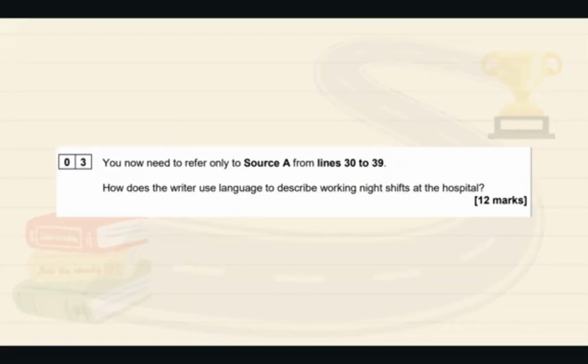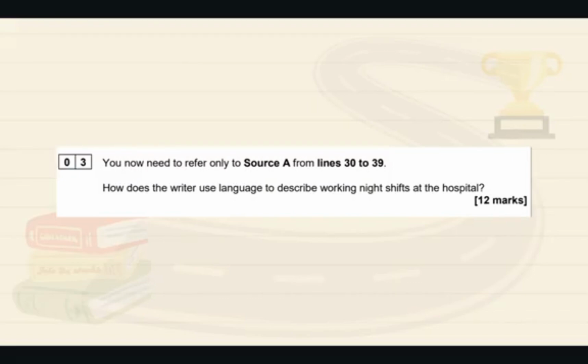Here is the question. It says, you now need to refer only to source A from lines 30 to 39. How does the writer use language to describe working night shifts at the hospital? And this is worth 12 marks. I would recommend pausing the video now and having a go at analysing and annotating this question and having a look at what they are asking from us. So pause the video now and have a go.